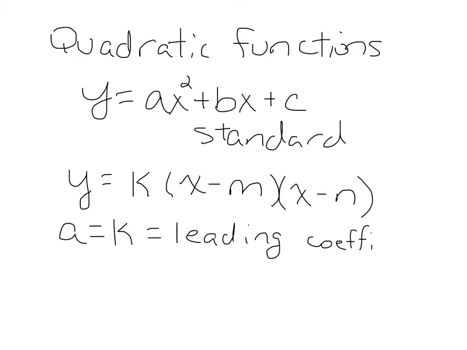You can write every graph in factored form and also in standard form, just like different units. You can measure a distance in centimeters or you can measure it in inches. So it's just two different ways. The m and the n are your x-intercepts. Remember, x-intercepts is where the graph crosses the x-axis, where y is equal to 0.